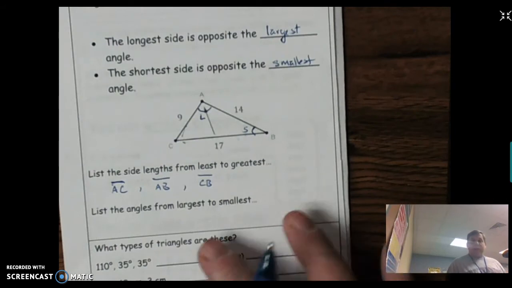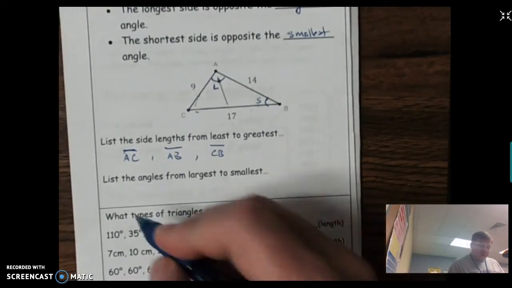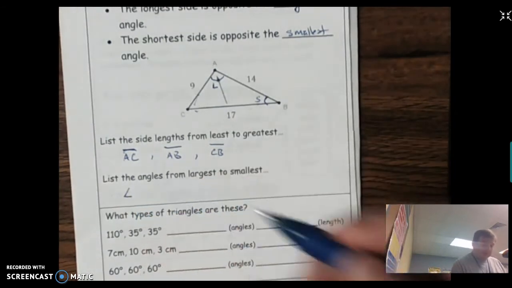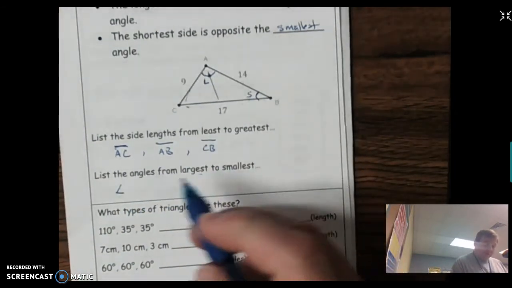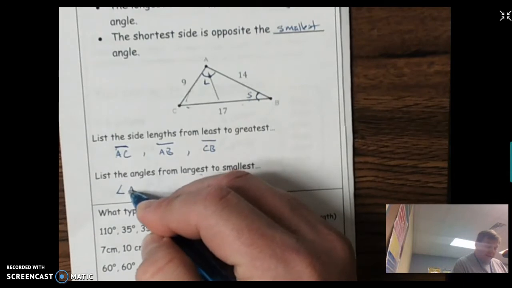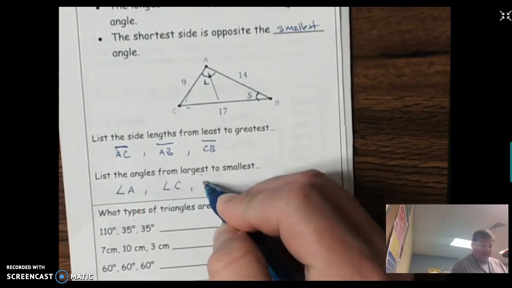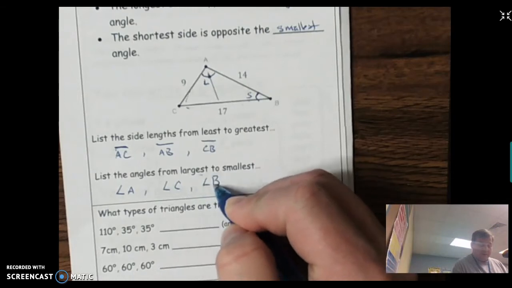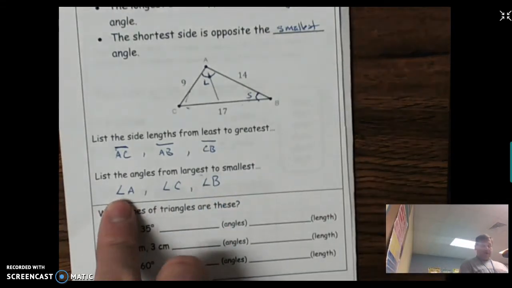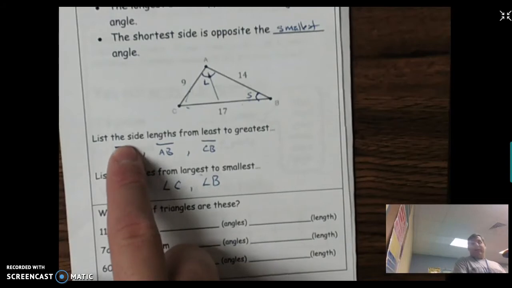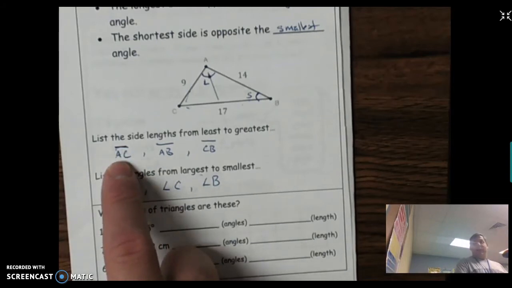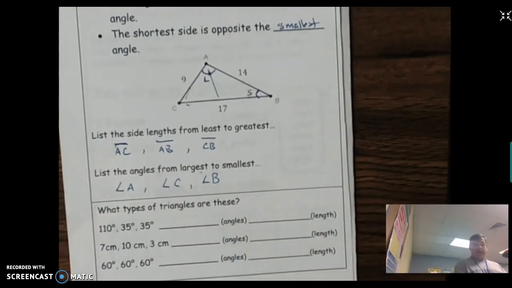Then I'm going to list my angles. The way we're going to list angles is, since we don't know the measurements, we're going to put angle and the letter, from largest to smallest. My largest is A. That means my middle one has to be C, and my smallest is B. So this symbol right here means angle. The line above 2 letters means it's line segment AC. This is angle A is how you read those.